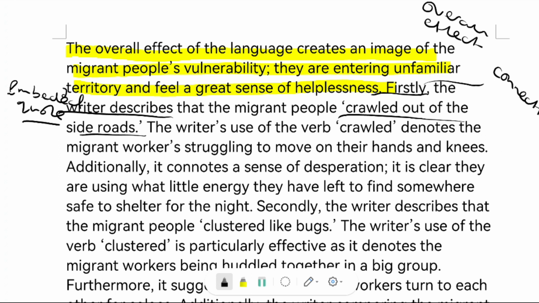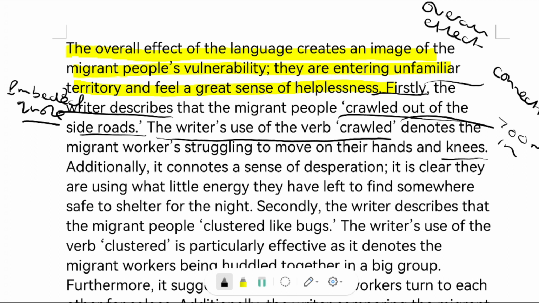So you start with the overall effect, you embed your quotation, and then you use what I call the zoom in technique. So I'm just going to write here, you zoom in. And put simply, that means zooming into a technique, imagery, a specific technique, or you can zoom into a word, look at the denotation and look at the connotation. With this model, I am starting with the denotation and then I'm going on to the analysis, or exploring the connotations of individual words. So I've put here, the writer uses the verb "crawled", denotes the migrant workers struggling to move on their hands and knees.